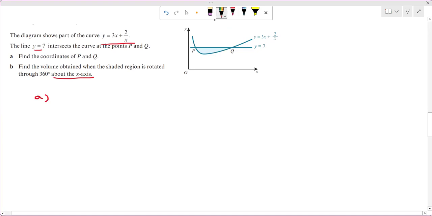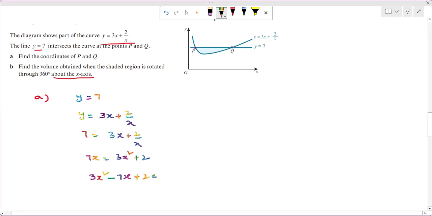First of all, I'm finding P and Q values, the intersection points. So how will you find it? If y is equal to 7, and the curve is given as y is 3x plus 2 by x, y is 7 means 3x plus 2 by x equals 7. Simplify that: 7x is equal to 3x square plus 2. So 3x square minus 7x plus 2 is 0.